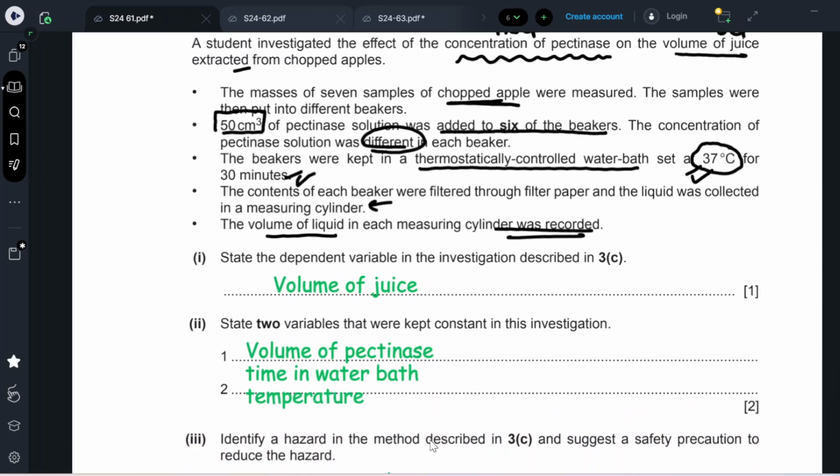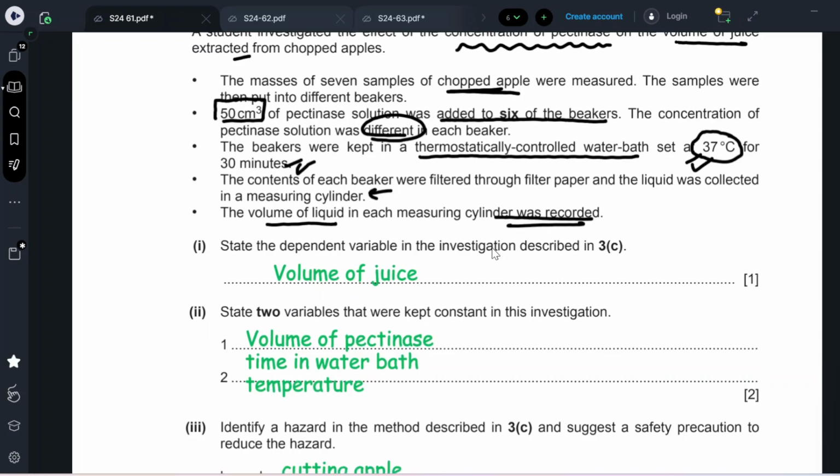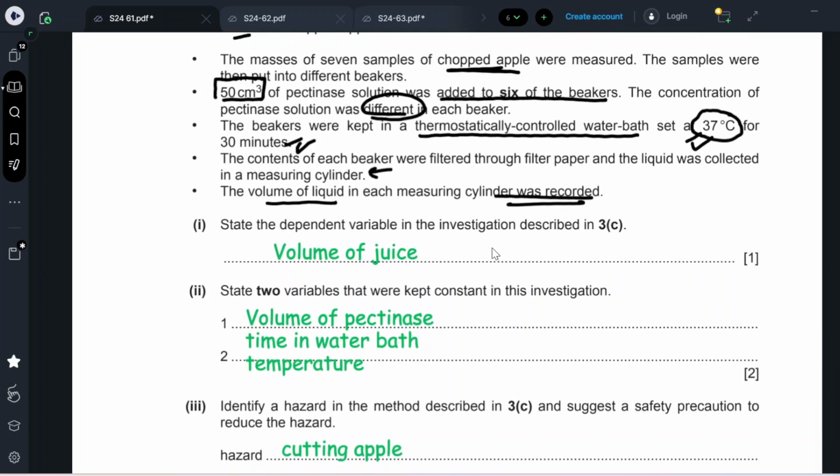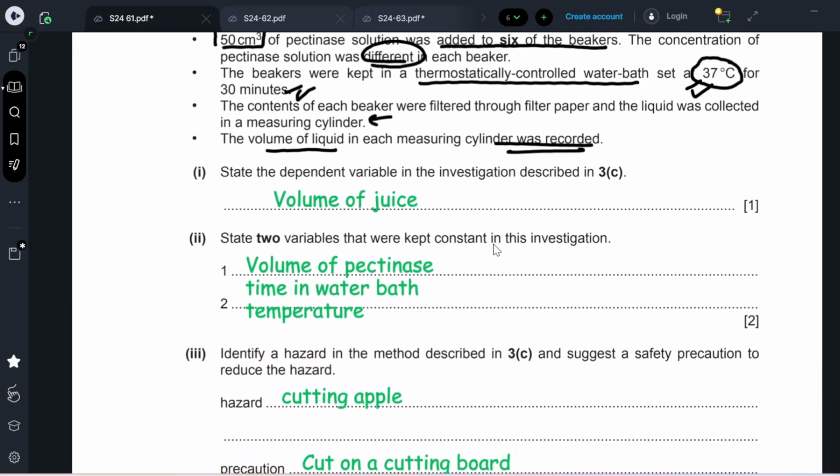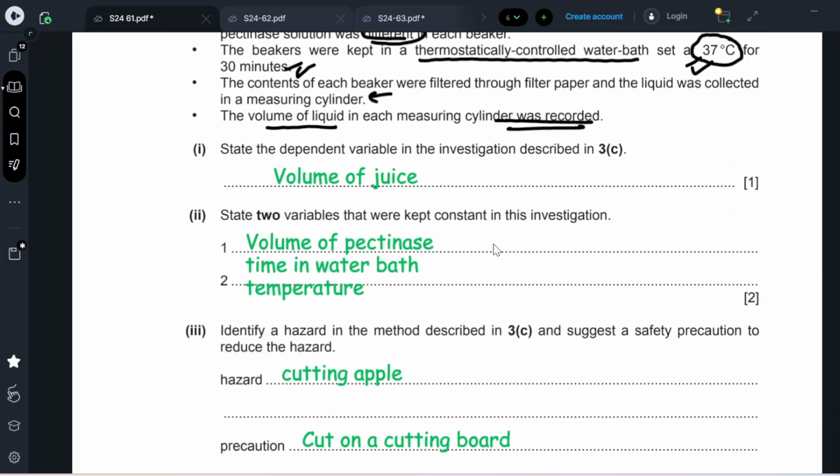Identify a hazard. What is the hazard? Something dangerous. He chopped the apple, meaning he cut the apple using a knife. So this is the hazard, cutting the apple. How can you protect yourself during cutting? You have to cut on a hard surface or on a cutting board, not in the air.